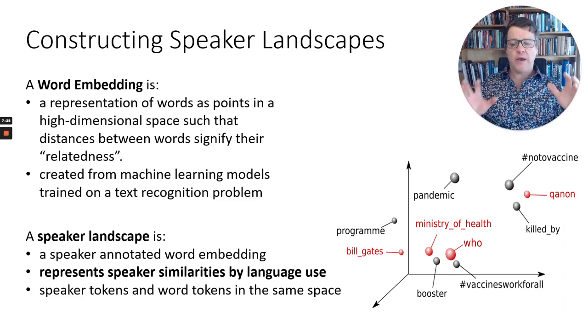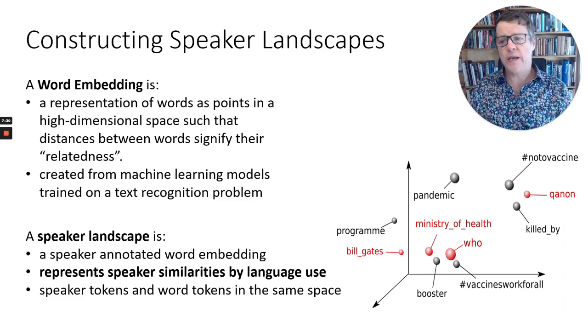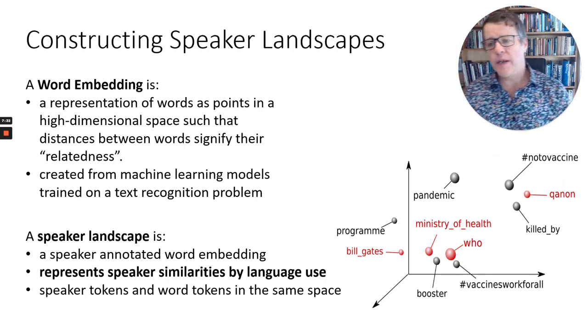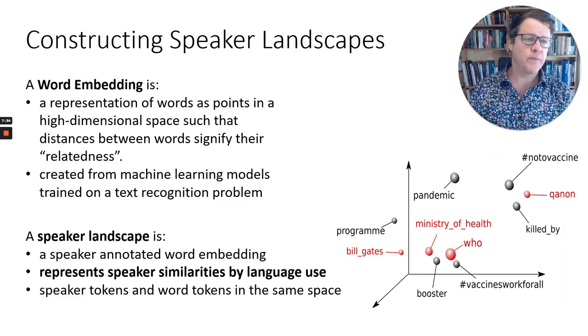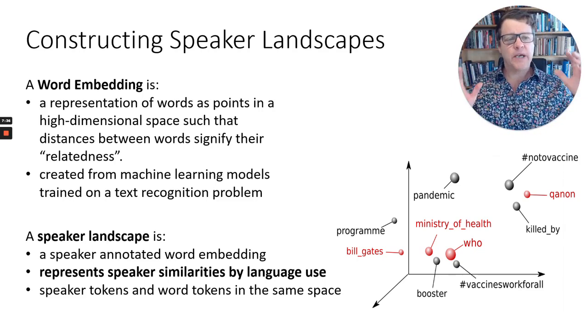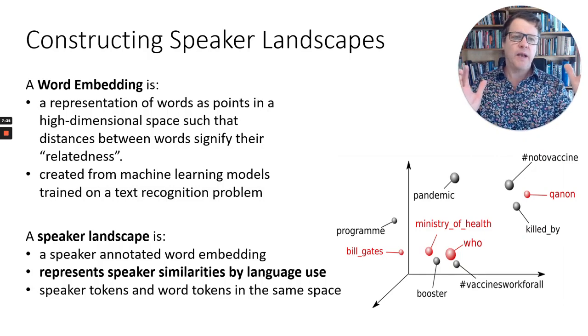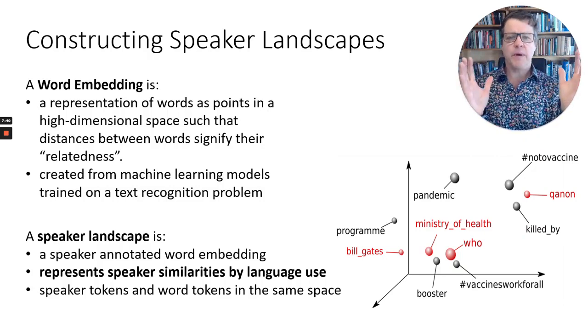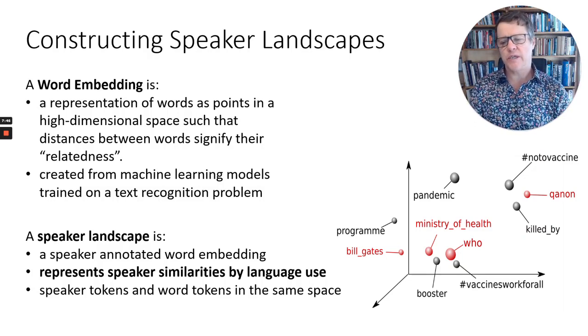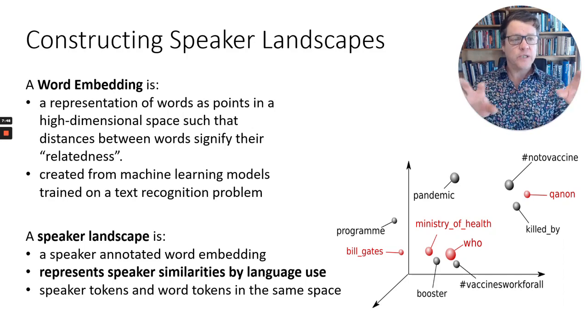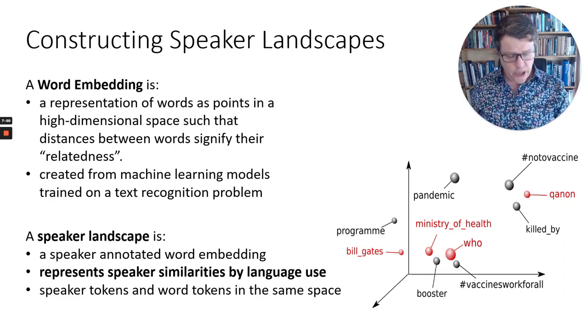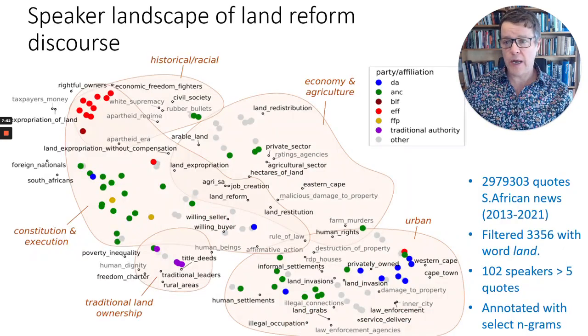And so we've got a method now, training these word embeddings with speaker annotated word embeddings, of representing people in a landscape by how similarly they speak, the words that they use, the language that they use, and we can put the words that they use into that same landscape. Let me show you what one of these looks like.